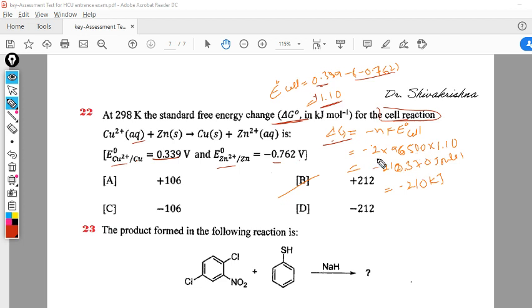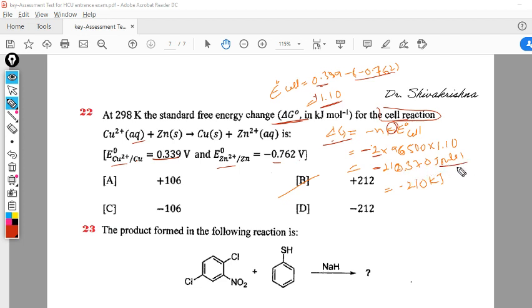F is the Faraday, 96,500. n is the 2 electron exchange, that is what I learned. So minus 2 into 96,500 into E0 cell 1.10. Okay. So it will give 21,000. Sorry.